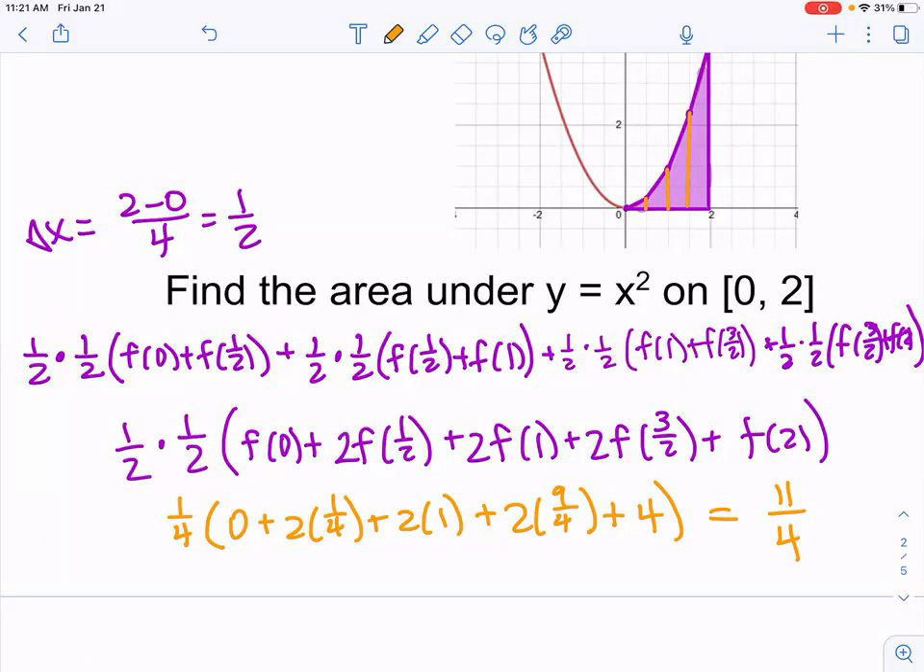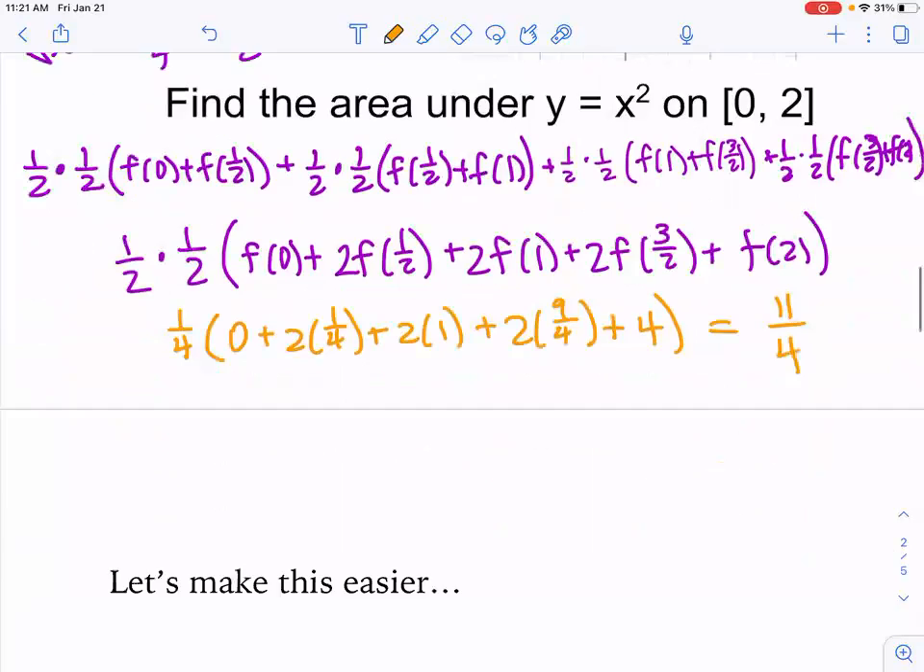This one wasn't exact. Midpoint was 2.6. And then the trapezoid is 2.75. So the midpoint was pretty close, a little closer than trapezoid. Sometimes it's going to depend on the curve, okay? But the trapezoids are definitely fitting a little bit tighter to the curve. We're not quite hanging over or under as much.